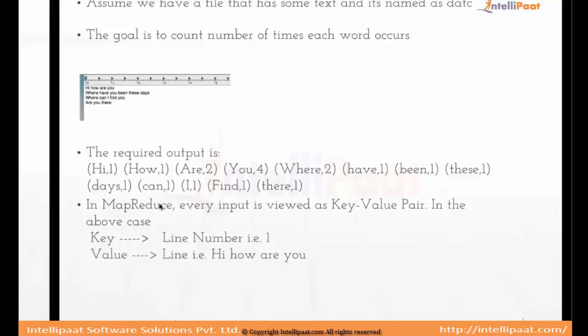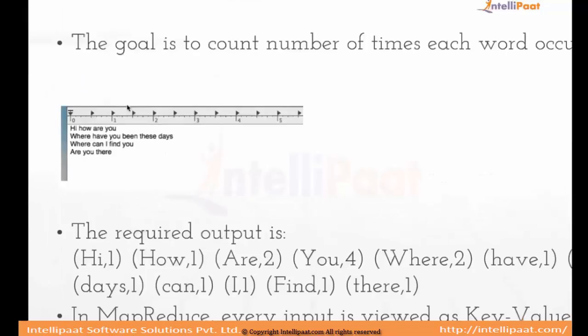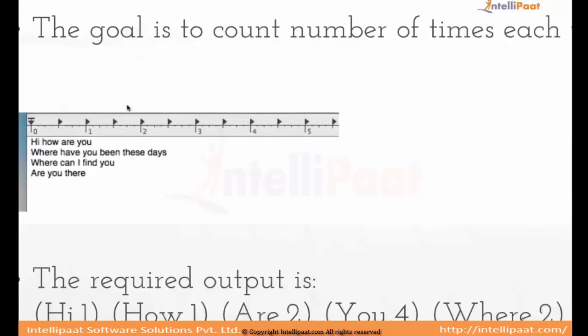So in MapReduce, what really happens is everything is a key value pair. Everything is a key value pair. So in this case, your line number is the key by default and the line is the value. So here you have 4 key value pairs: 1, hi, how are you? 2, where have you been these days? 3, where can I find you? And 4, are you there? These are the 4 key value pairs that you have.